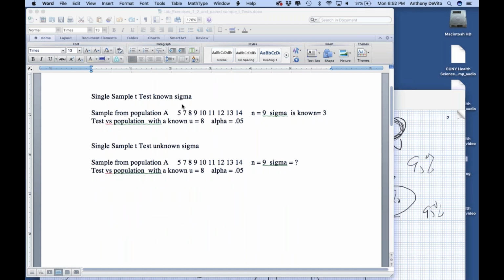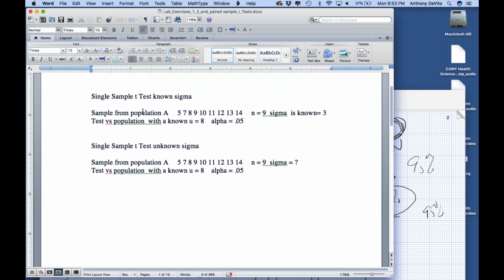Okay, I'm going to take a look at this first example of a single sample hypothesis test. In this situation, I'm going to say that we know what the standard deviation is. I'm going to work this out, and then you guys are going to work out the second one with a little bit of guidance from me.